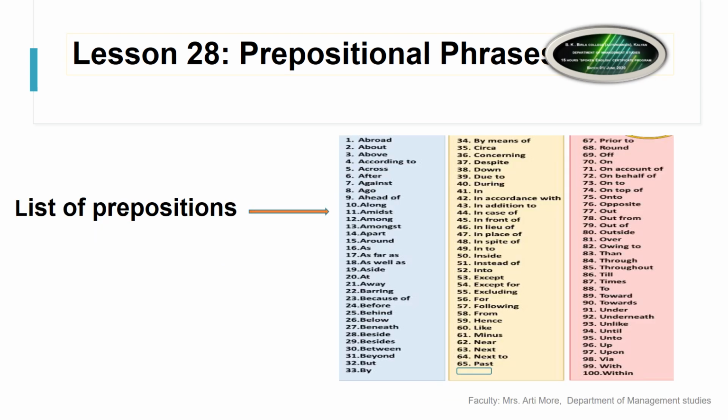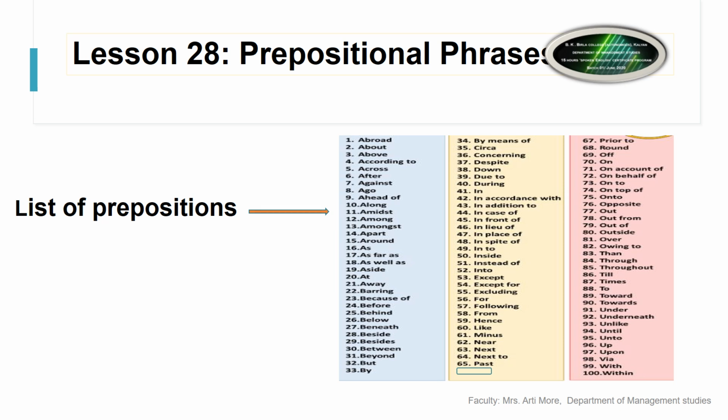Now let's have a look at a list of prepositions. I'm going to read it one by one because you have to fix it in your mind that these are the words which are prepositions. Let's start. Abroad, about, above, according to, across, after, against, ago, ahead of, along, amidst, among, amongst, apart, around, as far as, as well as, aside, at, away.